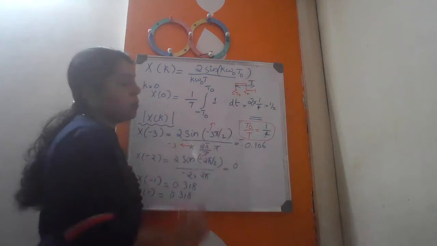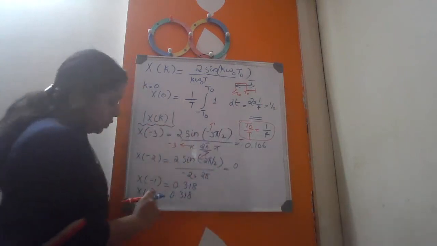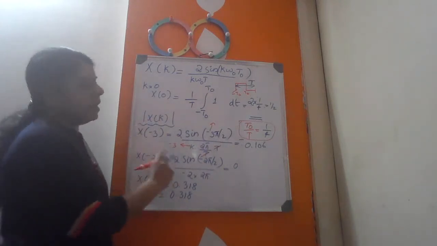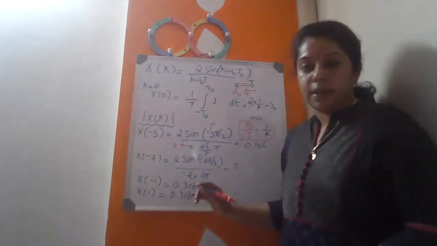So I got the value of x of k at k equal to 0, k equal to plus 1, minus 1, plus 2, minus 2, plus 3, minus 3. Now I can plot the graph. So hope you have cleared this thing.